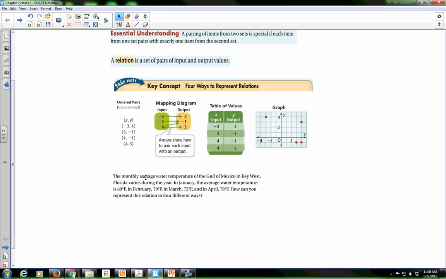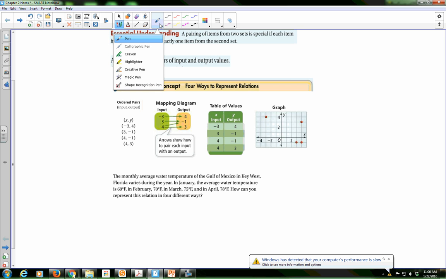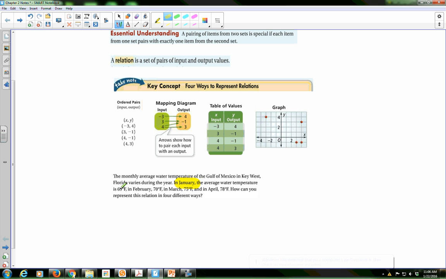Go ahead and write down January 69 degrees Fahrenheit, February 70 degrees Fahrenheit, March 75 degrees Fahrenheit, and April 78 degrees Fahrenheit. So let me highlight what you guys should write down in your notes. February 70, March 75, April 78. So it's asking us, how can we represent this relation in the 4 different ways?